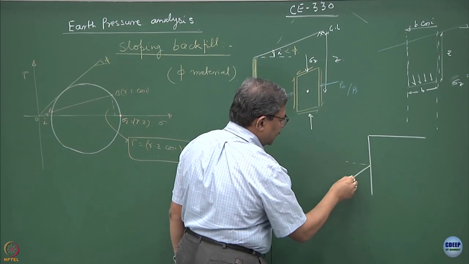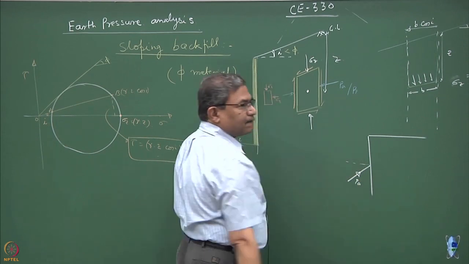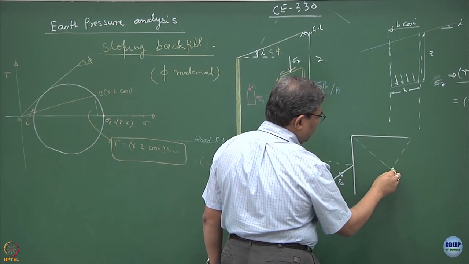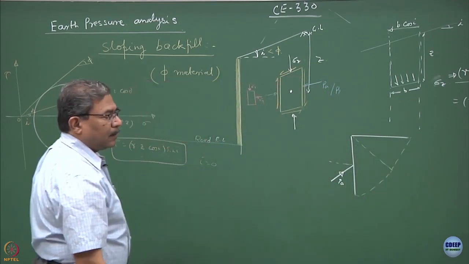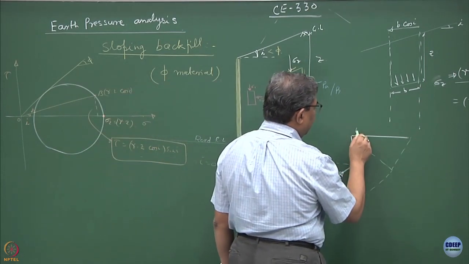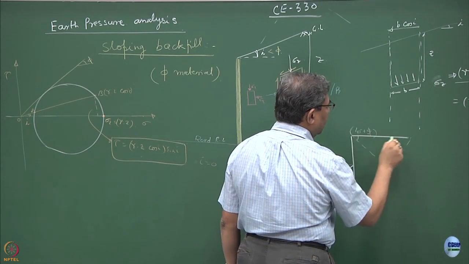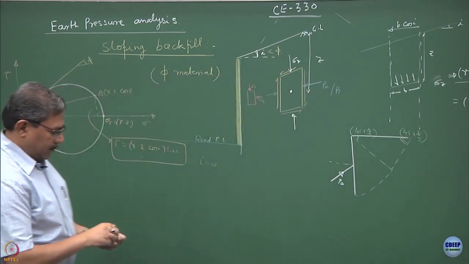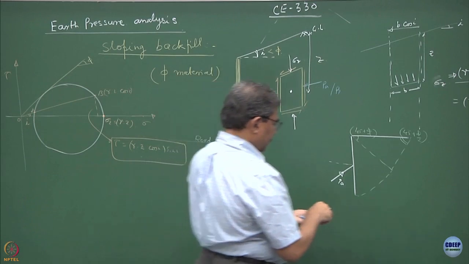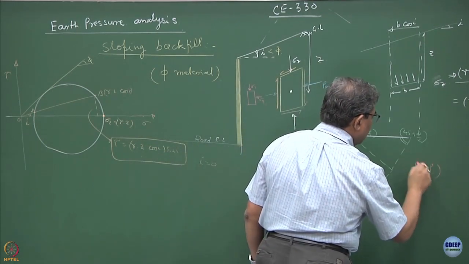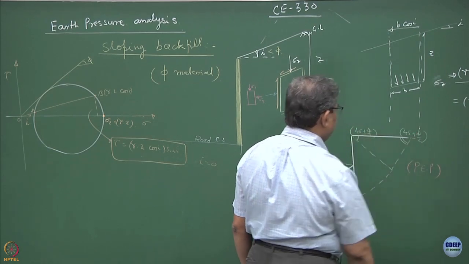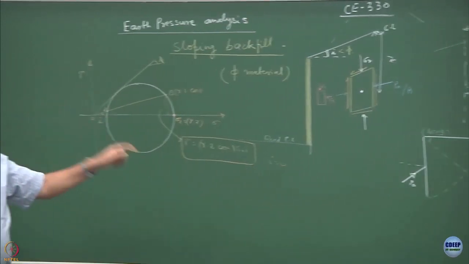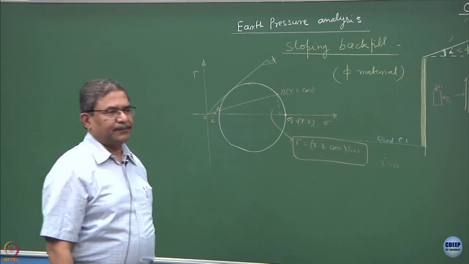This is a perpendicular, this is PA. This is how the zone of influence will look like. This angle would be 45 plus φ by 2, and this will also be 45 plus φ by 2. Alright. In case of the passive earth pressure, these angles will become negative. So, this is the effect of roughness of the wall on the block stability.